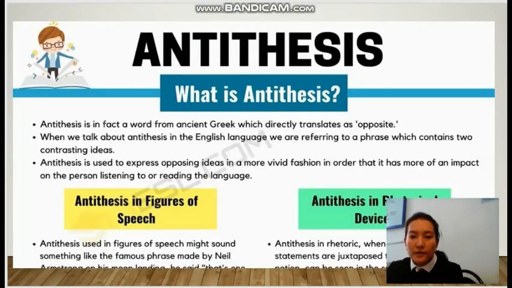Next, antithesis. What is antithesis? Antithesis is in fact a word from ancient Greek which directly translates as opposite. When we talk about antithesis in the English language, we are referring to a phrase which contains two contrasting ideas. Antithesis is used to express opposing ideas in a more vivid fashion in order that it has more of an impact on the person listening to or reading the language.